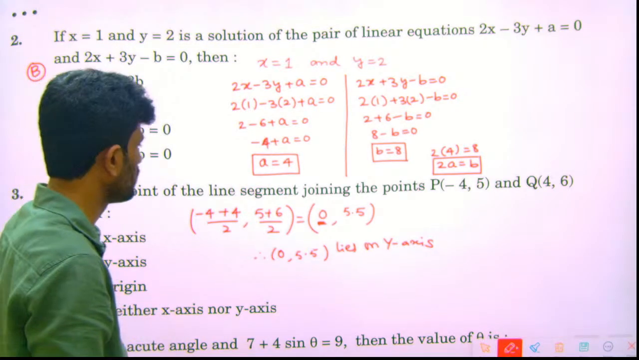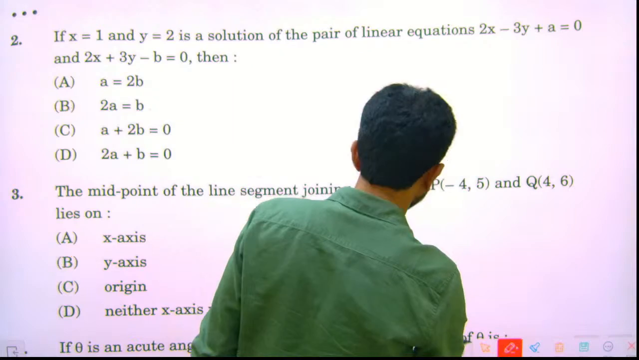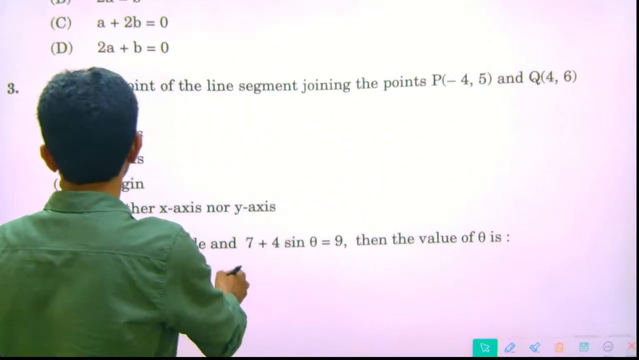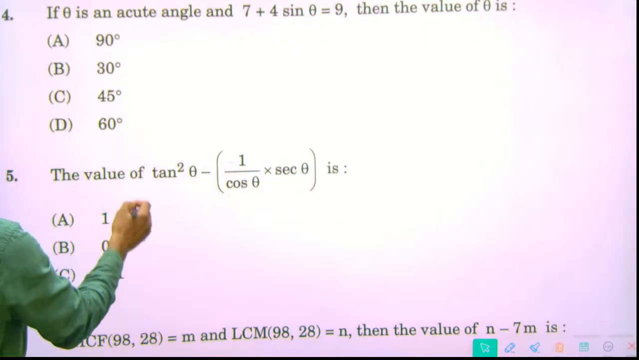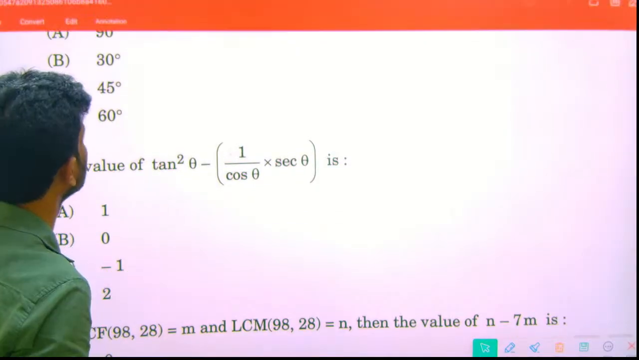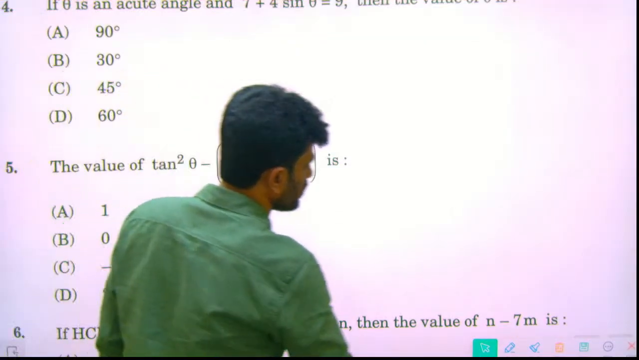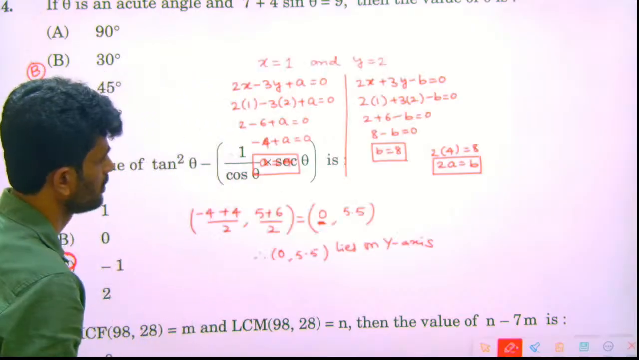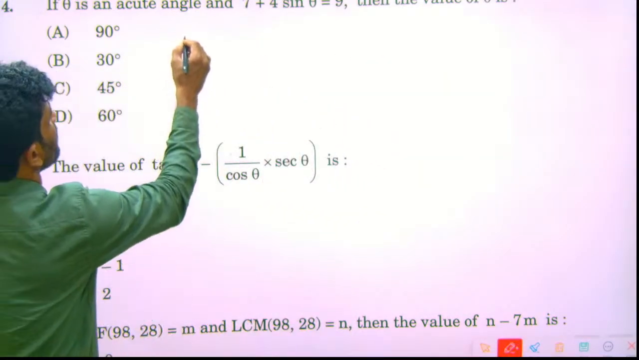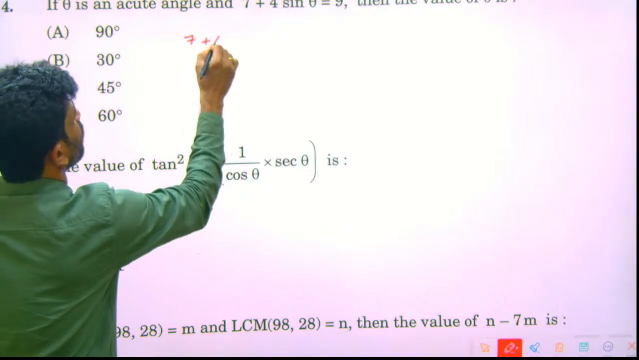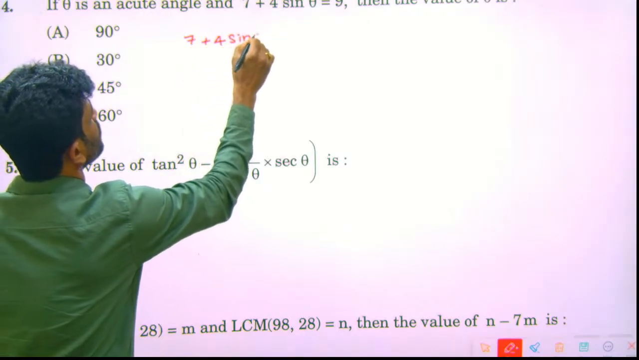Y-axis is correct. Now going to next question. Question number 4. If theta is an acute angle, we have to find out the value of theta here. So what is given? 7 plus 4 sin theta is equal to 9.